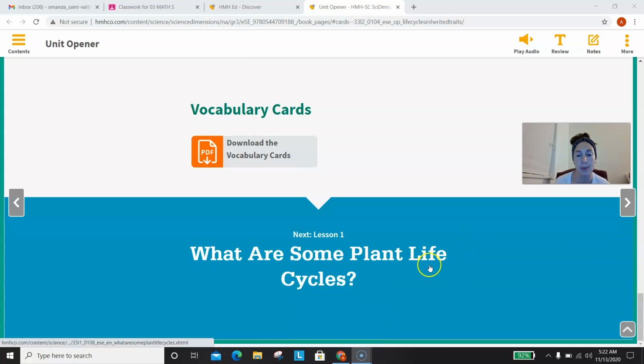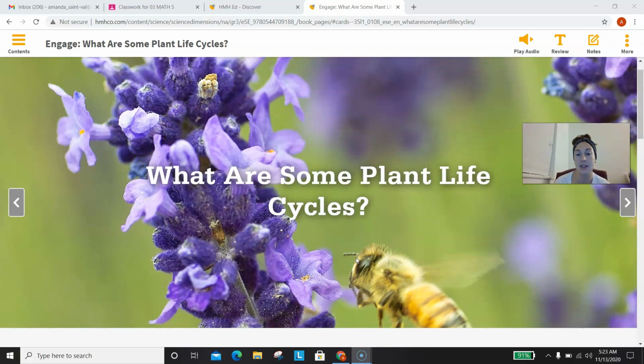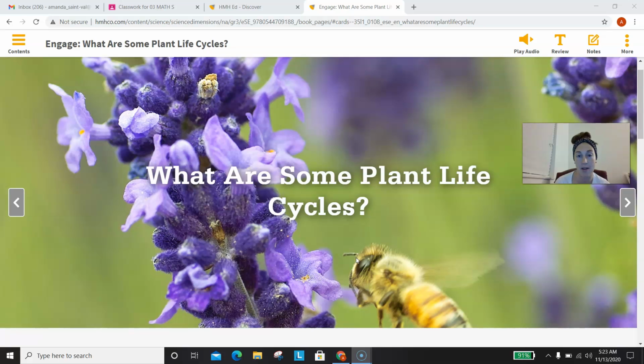We're going to talk about the plant life cycles like we've been talking about. Today we're going to talk about all of them, flowering and non-flowering. All right, these are some plant life cycles, and this is a bee trying to get some pollen nectar from a flower. They're the ones who pollinate and allow the plants to travel and go to different places.